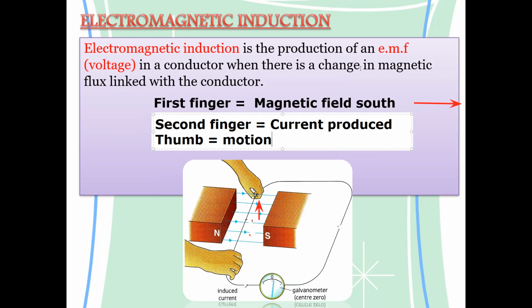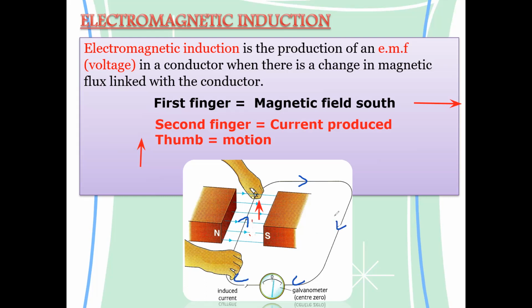So when we apply it, the magnetic field is towards the south and the motion of the wire is upward. When I apply my right hand, my first finger or index finger should point towards the right hand side, and my thumb should point up. So when your thumb is pointing up, the direction in which your second finger is pointing is the direction in which the current is produced. And that is opposite to the initial one. So if the needle was initially deflected towards the right hand side, now the needle will deflect towards the left hand side.